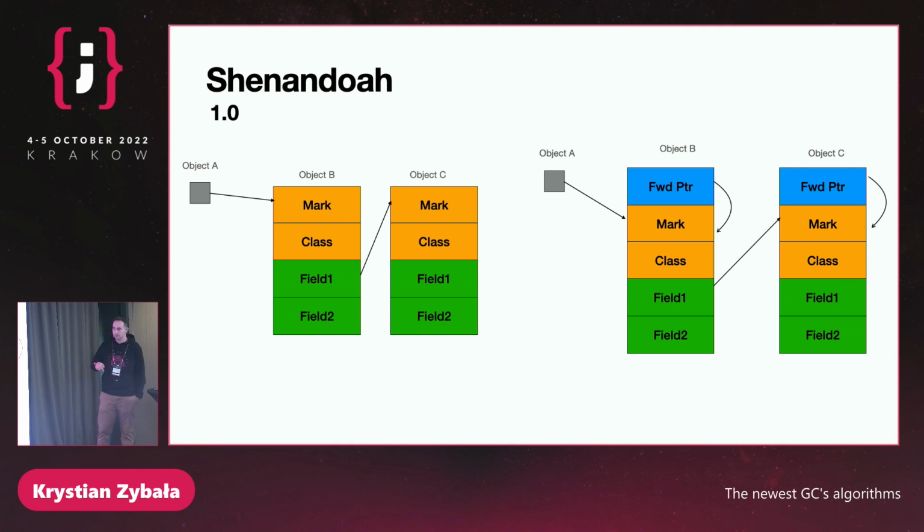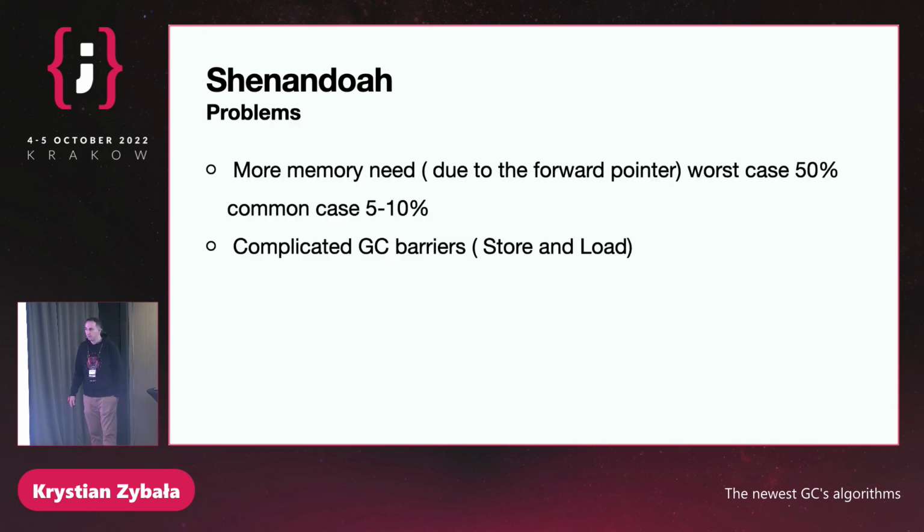It means that, for example, when we're moving an object to the to-space copy, the forward pointer points to the particular location. And what's the problem with that approach? Most of the time we can waste 5 to 10% of the heap, but in the worst scenario we can waste 50%. It's not efficient when we, for example, have a 1 terabyte heap. And of course, there were a lot of problems with complicated GC barriers because sometimes we have locks between store and load barriers.